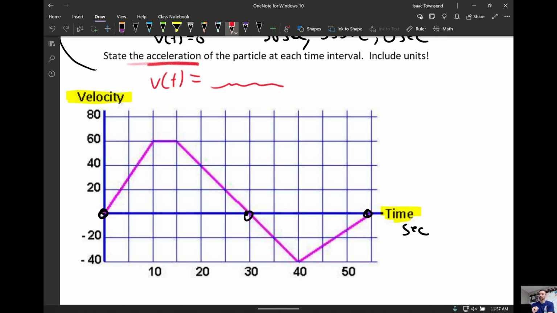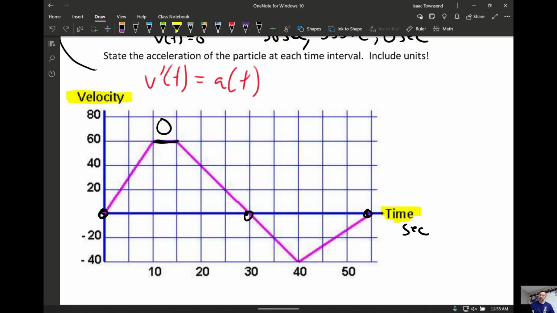Rise over run. Okay, what does rise over run give us? And what is the calculus word for slope? Okay, so the derivative of v is how we figure out a. The derivative means slope, so we're really just looking at the slope of each of these. During this time, what's the acceleration? 0.